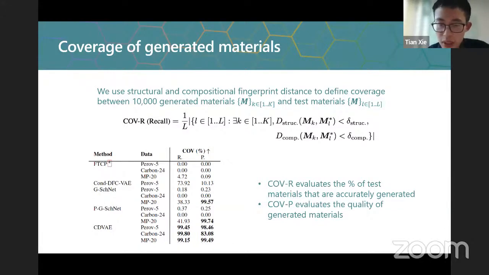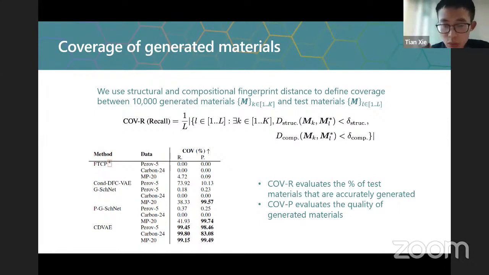The second is what we call coverage precision, which is basically doing the opposite. It looks at all the structures we generate, and we find how many of them have at least one material in the testing data that is close enough to it using some fingerprint distance. So this evaluates the quality of the generated material, because if you're generating something that is completely different from your testing data, you're probably generating something that is very bad.